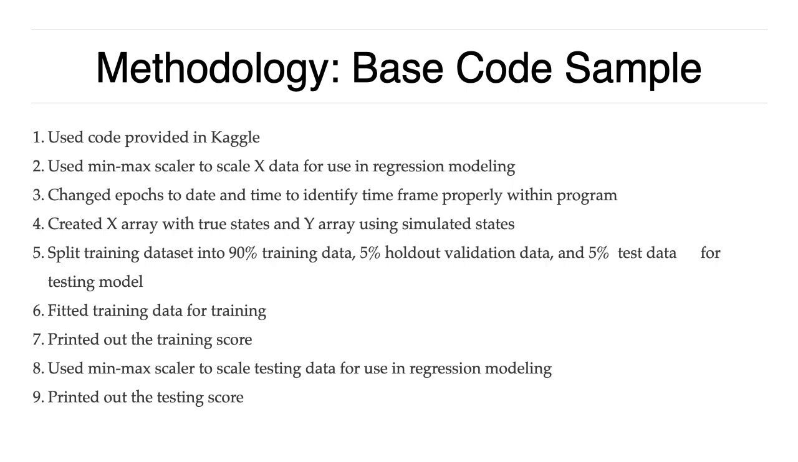I created two arrays, one that had the true states and one that had the simulated states. Then I split the training data set into 90% training data, 5% holdout validation data, and 5% test data for training the model. After that, I fitted the training data to get a training accuracy score. Then I printed out the training accuracy score. After that, I imported the test file into an array, and then used a min-max scaler to scale the testing data for use in regression modeling. And then I printed out the testing accuracy score.